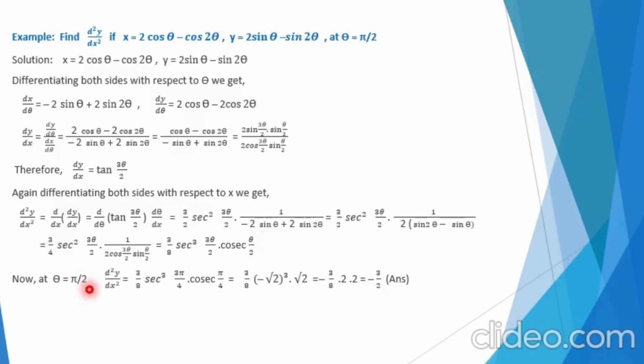Now at theta equal to pi by 2, that means putting theta equal to pi by 2 in d2y dx2, we get 3 by 8 sec cube of 3 into pi by 2 by 2, that means 3 pi by 4, into cosec pi by 4, that is equal to minus 3 by 2. Therefore, at theta equal to pi by 2, the value of d2y dx2 is minus 3 by 2.